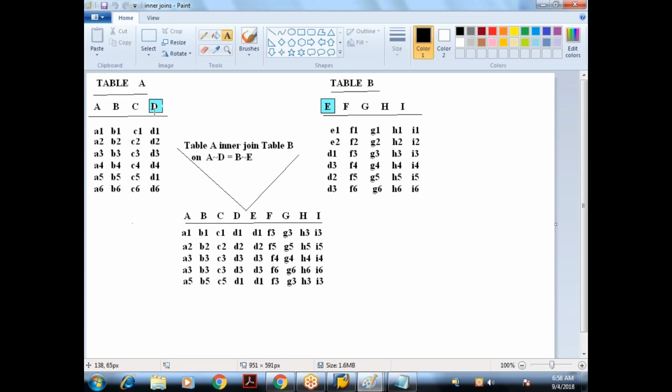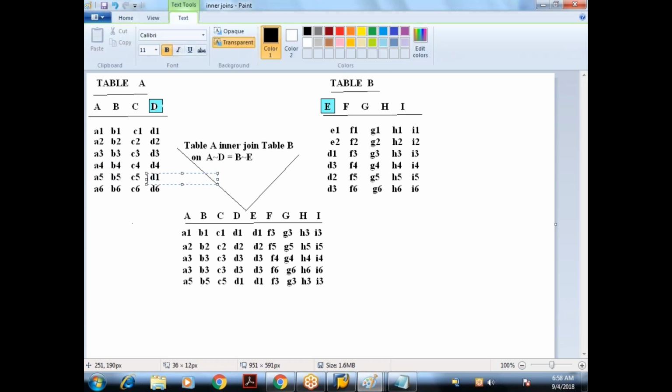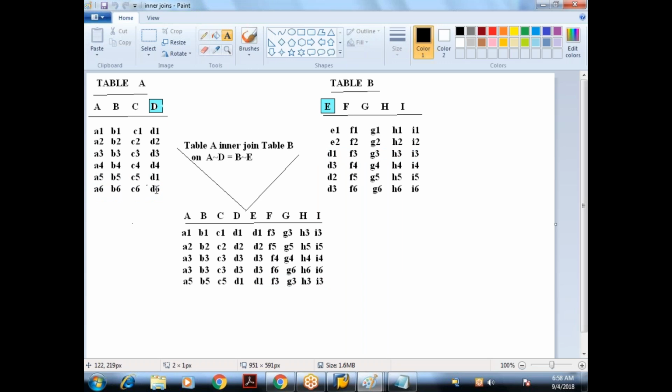Then again, the fifth row. What is the compared field value? D1. Is D1 matching with anything? Yes, it is matching in the right hand side table. So we'll pick up that A5, B5, C5, D1. What is the matching row combination? D1, F3, G3, H3 and I3. Done.